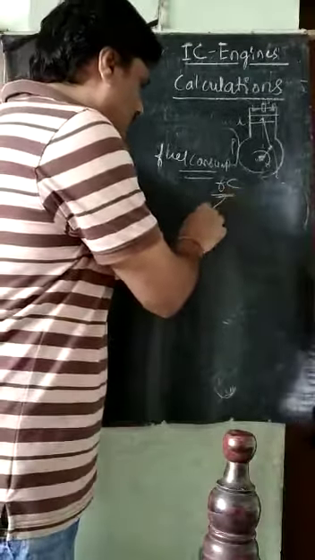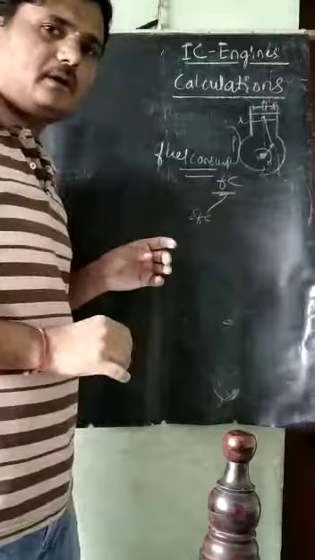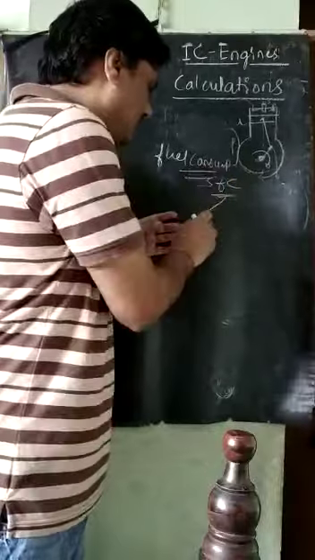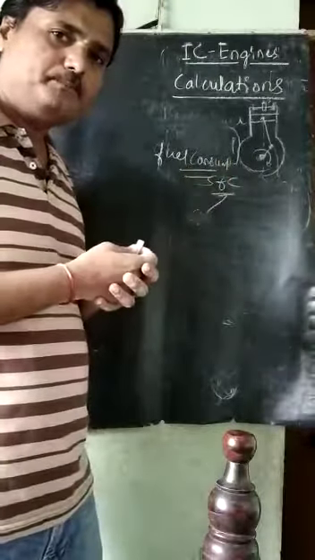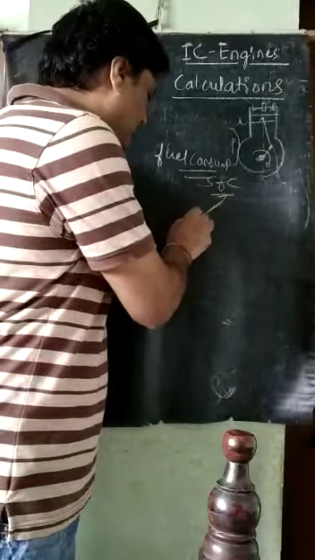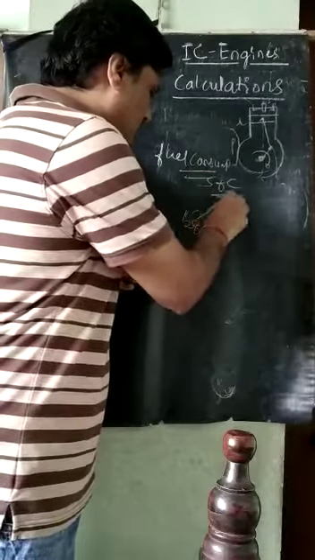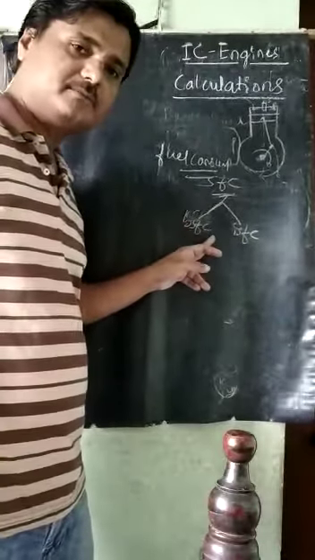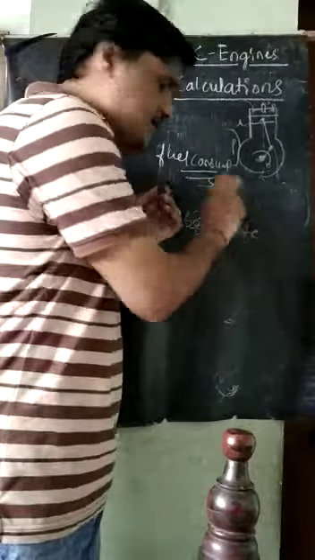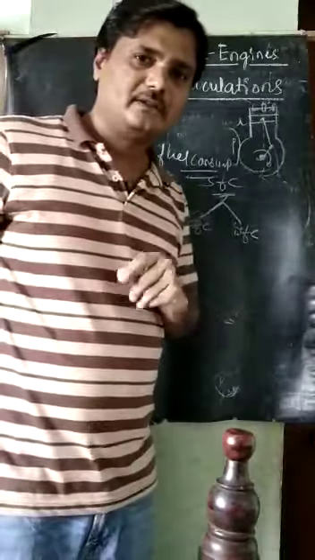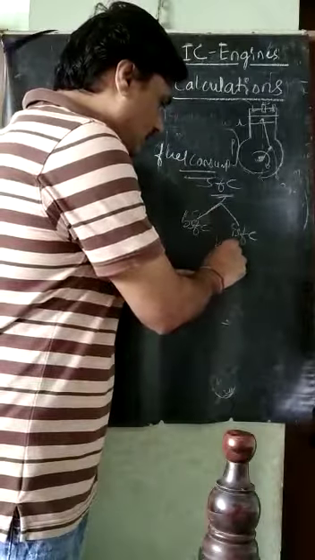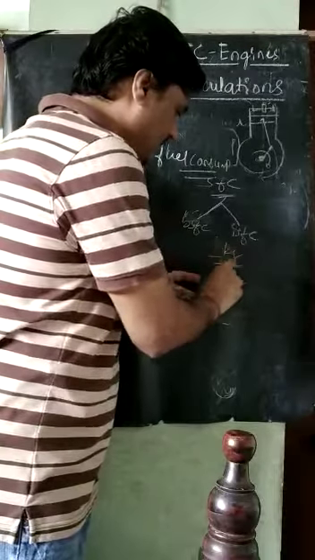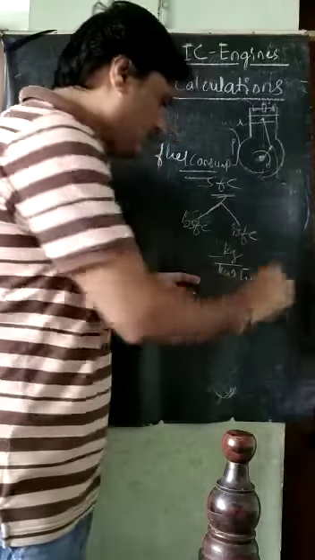There are two types of fuel consumption here. One is SFC, that is specific fuel consumption. In the SFC there are two: one is BSFC, another one is ISFC. Brake specific fuel consumption and indicated specific fuel consumption. This will be measured in the unit kg per kilowatt hour. This is the unit here.